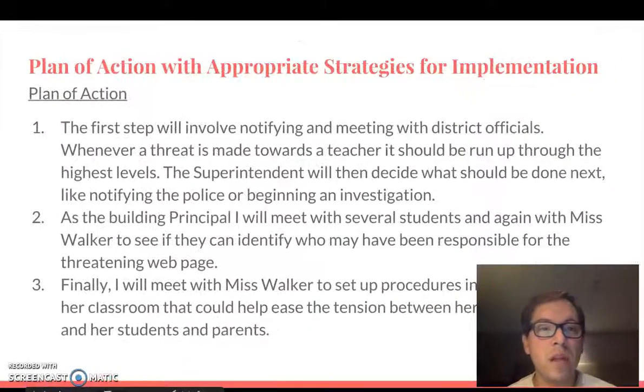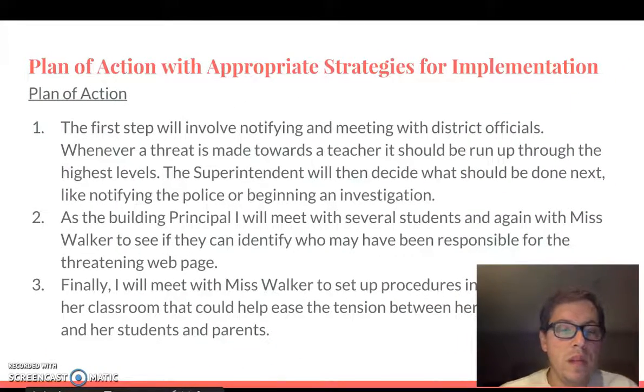So, the plan of action that I developed. The first step will involve notifying and meeting with district officials. Whenever a threat is made towards a teacher, it should be run up through the highest levels. The superintendent will then decide what should be done next, like notifying the police or beginning the investigation.